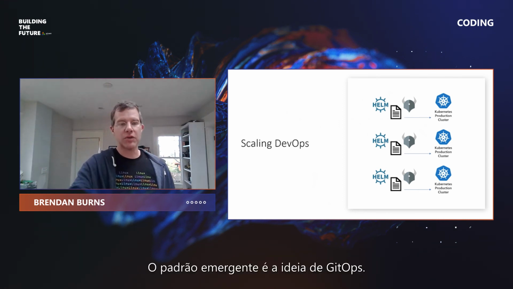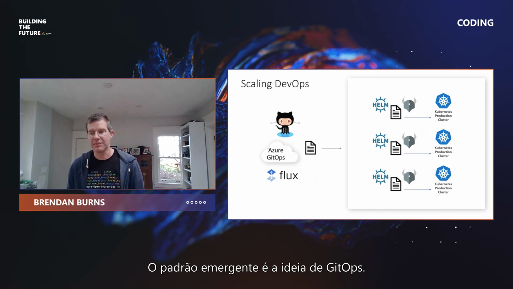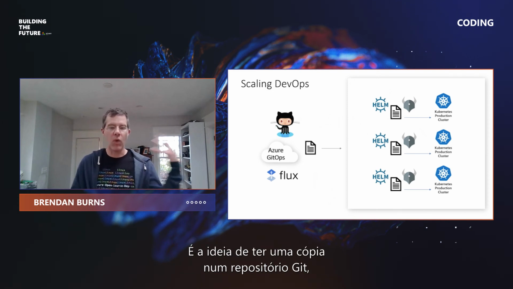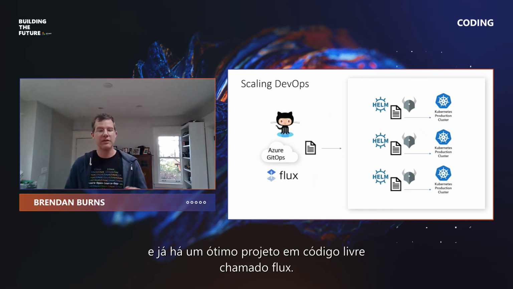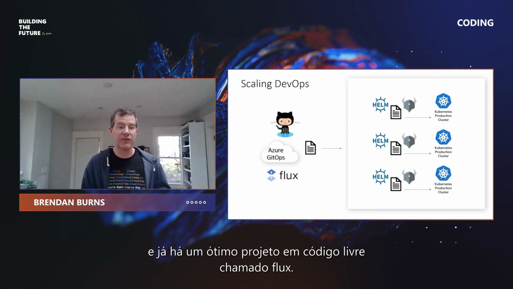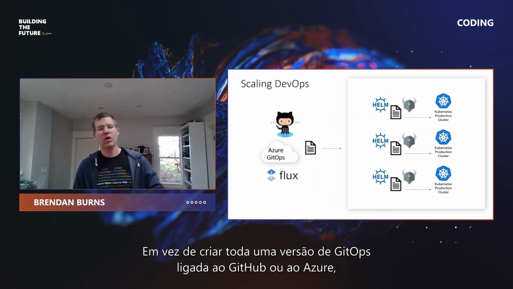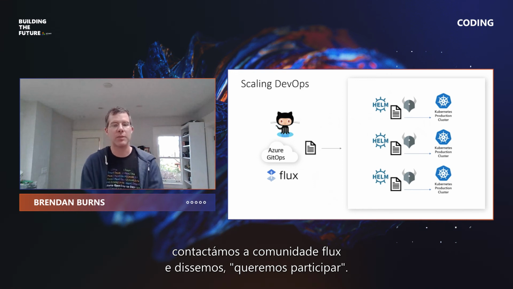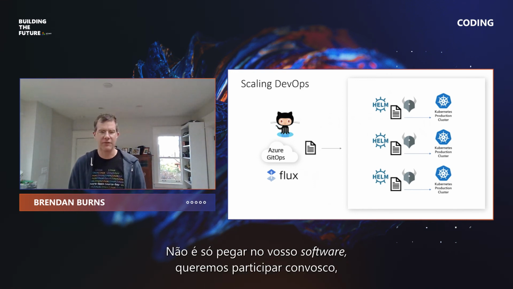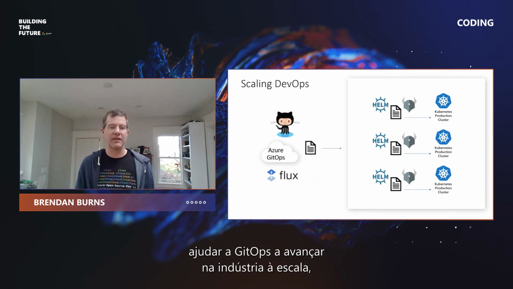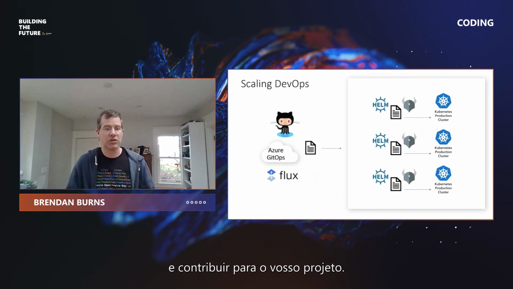The pattern that's emerging out in the world is this idea of GitOps. Now, GitOps is the idea that you have one copy, it's in a Git repository, could be GitHub, could be anything else, and there's a great open source project already called Flux. And rather than building a whole new version of GitOps that was tied into GitHub or was tied into Azure, we went to the Flux community and said, hey, we want to participate. We don't want to just take your software and run it. We want to actually participate with you, help move GitOps forward as the way that the industry operates at scale, and actually contribute to your project.